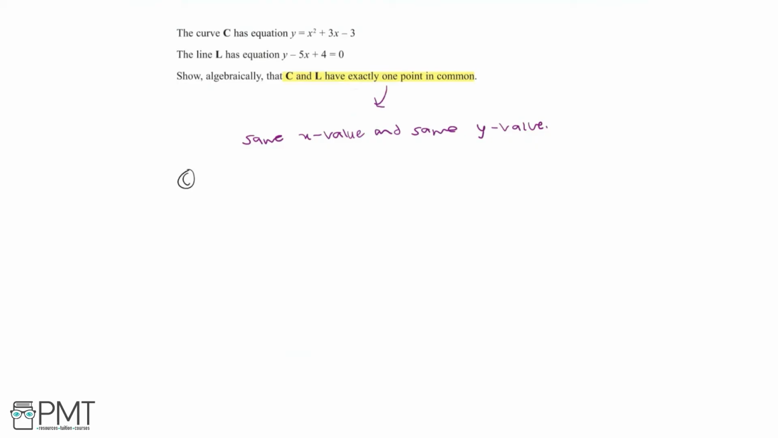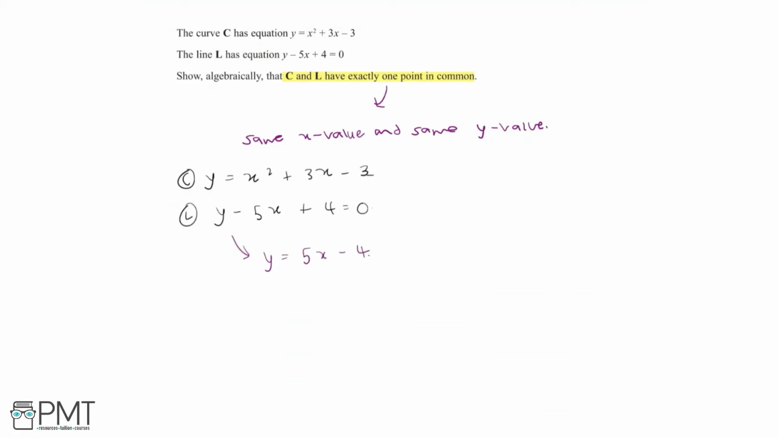We have C, which has equation y equals x squared plus 3x take away 3, and L, which has equation y minus 5x plus 4 is equal to 0. Now to solve them with simultaneous equations, we can make y the subject of both equations. For C, y is already the subject, but for line L, we can make y the subject by moving the minus 5x to the right hand side and by moving the 4 to the other side, leaving us with y equals 5x take away 4.